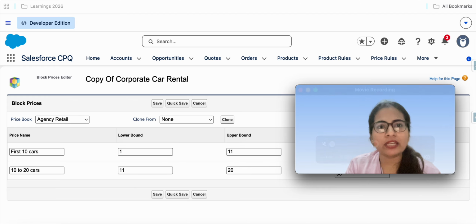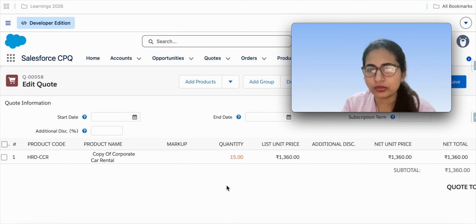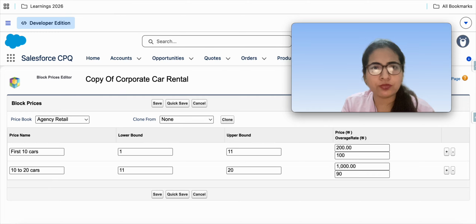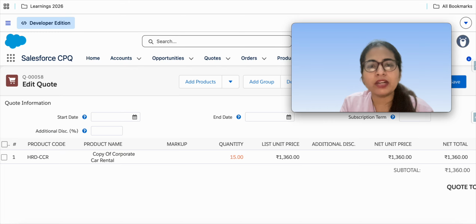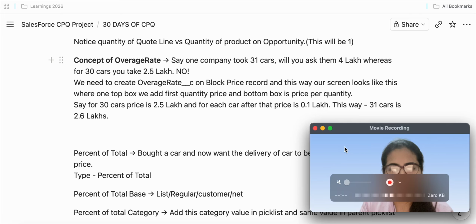So in the quote line editor, if you notice, this is the copy of corporate rental. This is how it looks. We have 15 cars right now. For the first 11 cars we are charging 1000, and then for each additional car being on rent, we are charging 90 rupees. So accordingly the calculation is happening for 1360. I hope we are good with the block type of pricing.